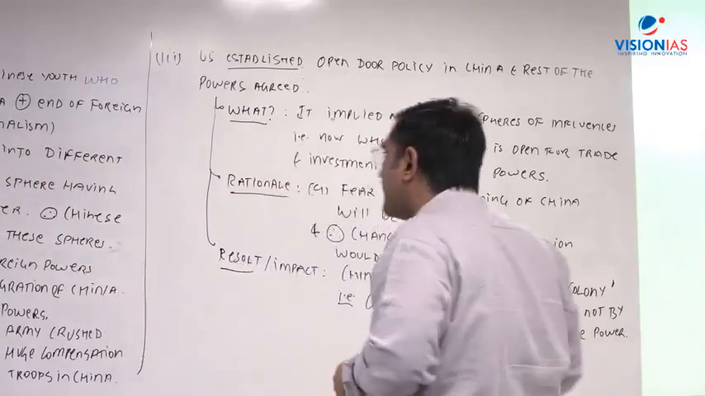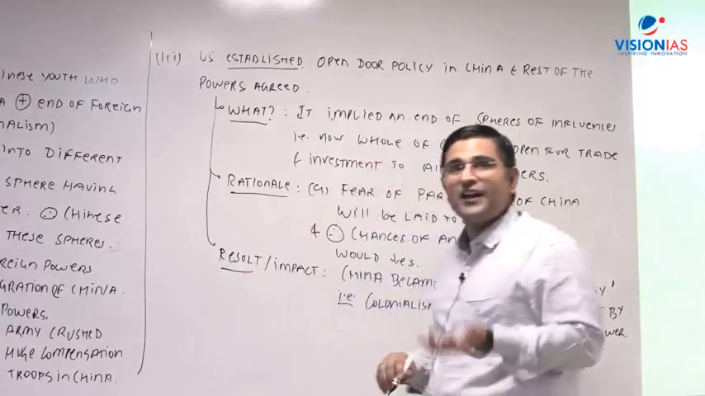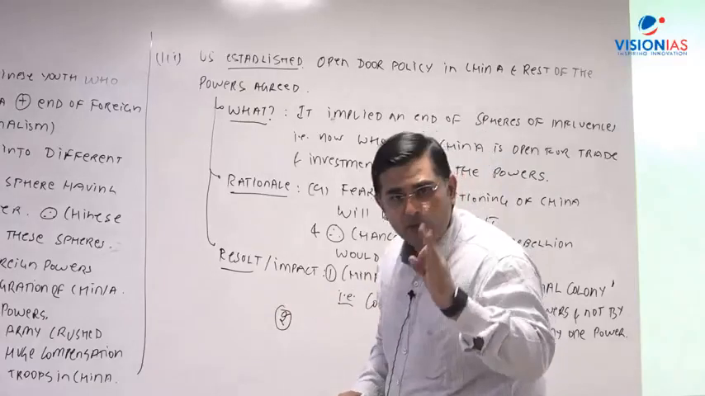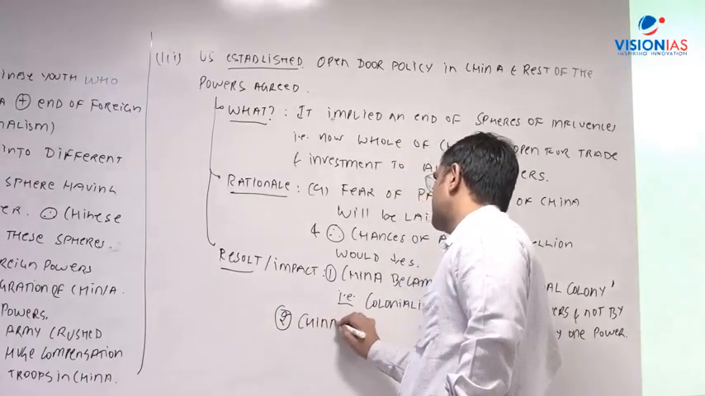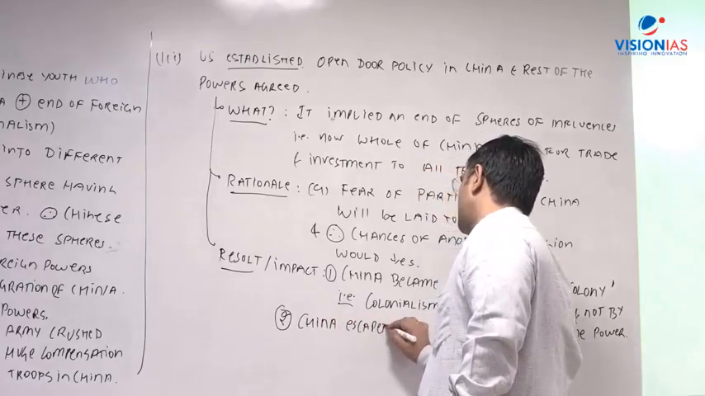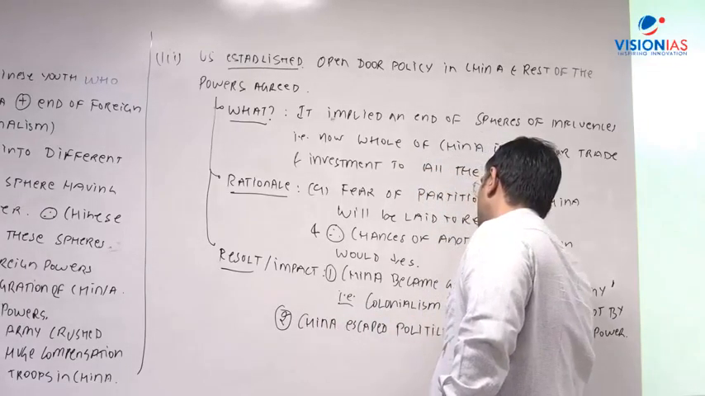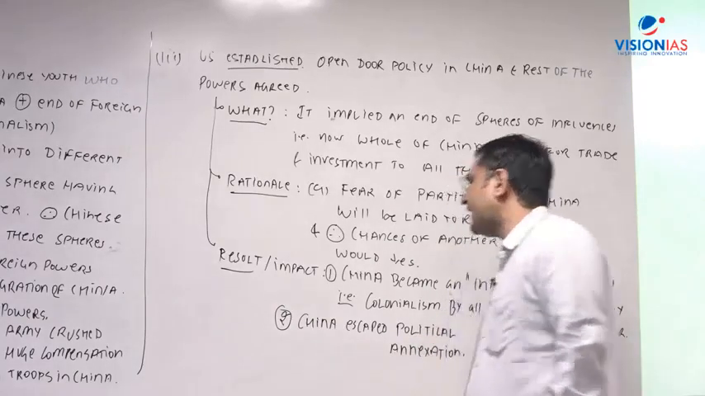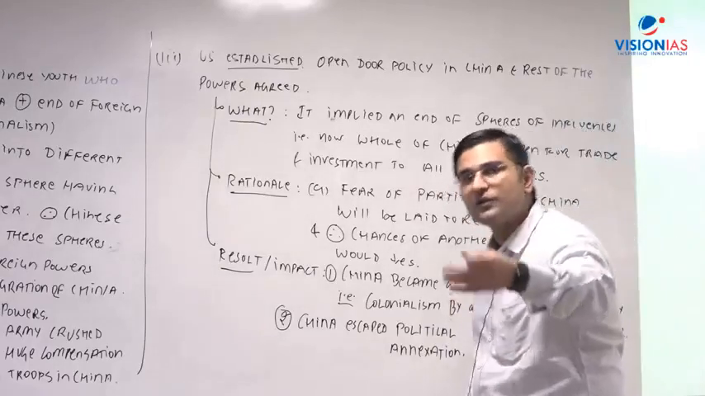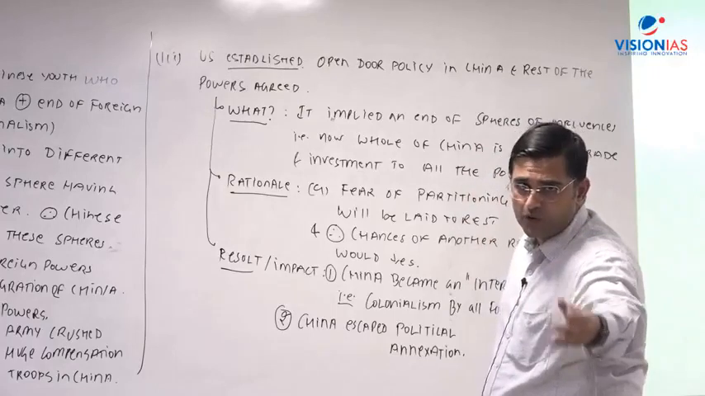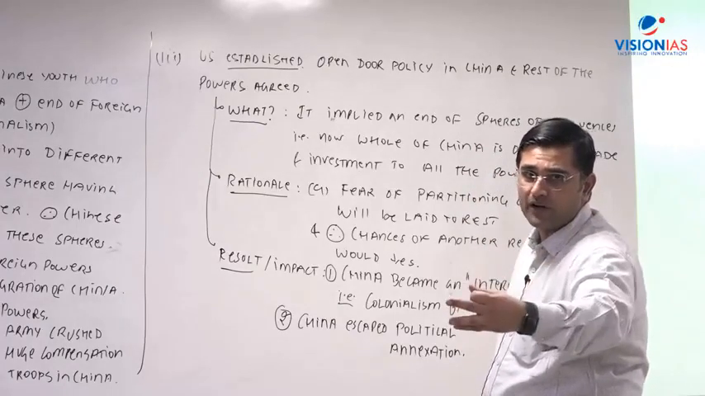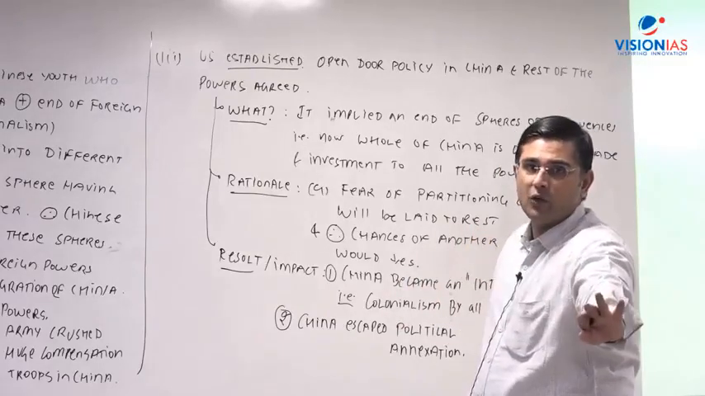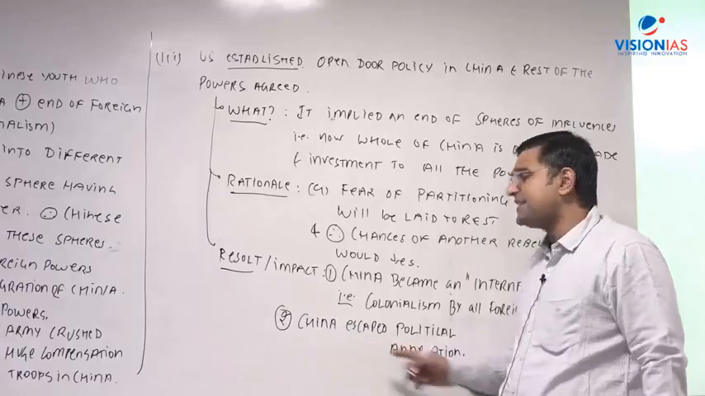So is colonialism there in China? Yes. But is imperialism or political annexation there in China? No. So what is the result? This is one of the results, and the second result is China escaped political annexation. Which countries did not escape? The African countries could not escape political annexation. India could not escape it. Indonesia could not escape it. Most of the other colonies could not escape political annexation, but China escaped it.